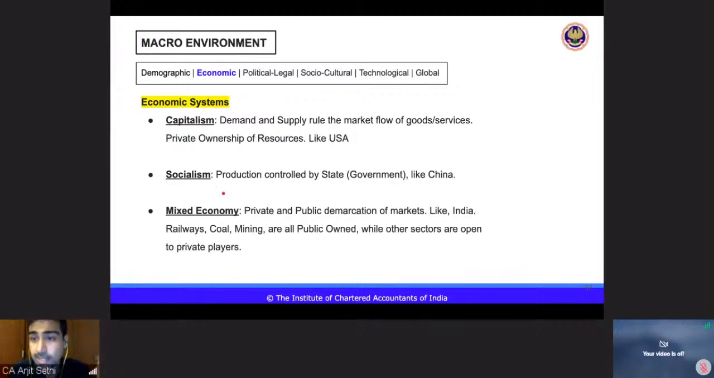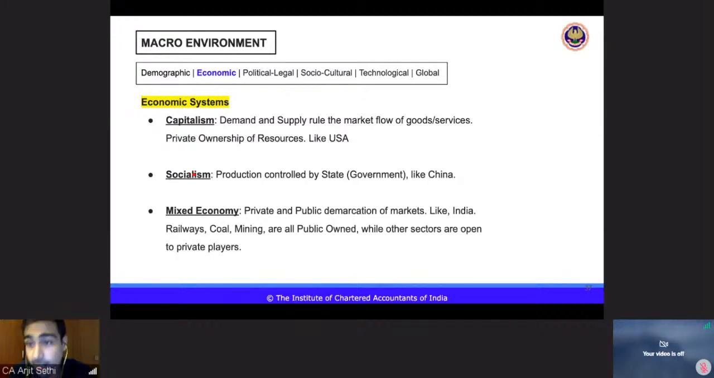It is called socialistic form of economy, like China. In China, the government controls all the businesses. In USA, everything is private. People own the business. They play on demand and supply. That is capitalism. Socialism in China, government controls everything.